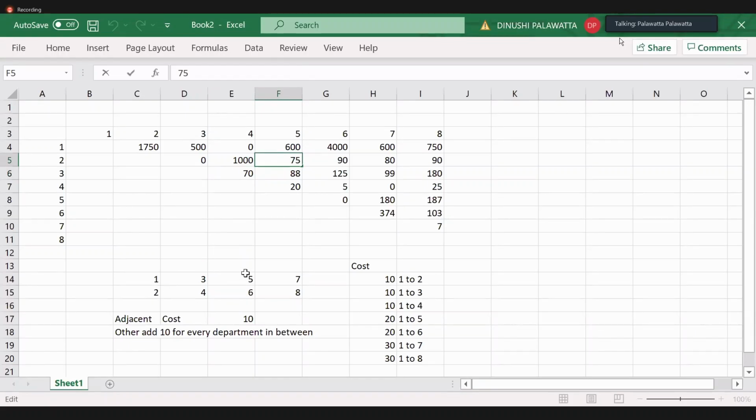2 to 5, you have to pass one more department. So it's 20, 20 multiplied by 75. 2 to 6 also 20, multiplied by 90. 2 to 7 is 30, multiplied by 80. 2 to 8 is 30, multiplied by 90.